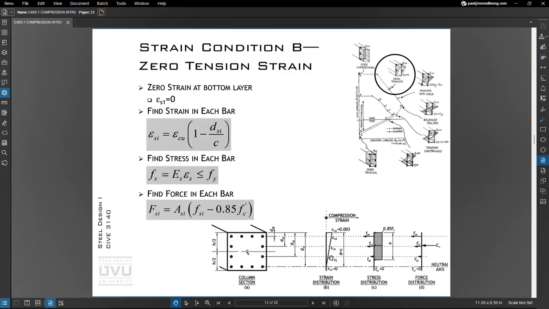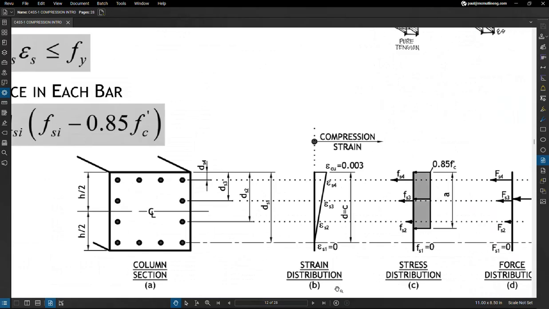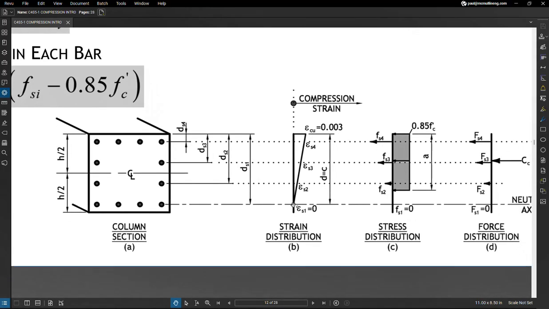If we look at the cross section of our column here, the first thing we do is say, at this point, let's draw the strain distribution. We're going to assume we have no strain in this bottom layer of bar, and then the concrete reaches a crushing strain of 0.003. That should be somewhat familiar to you from concrete beams, that the crushing strain happens at 0.003.